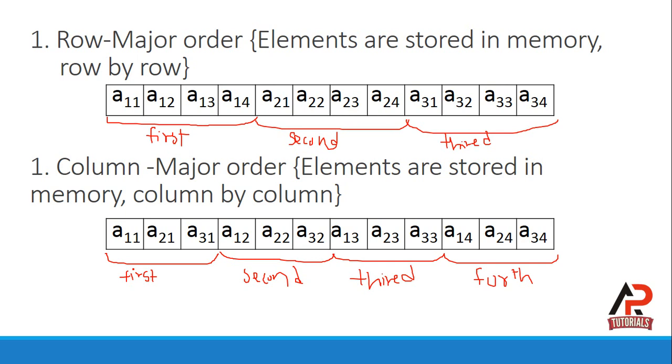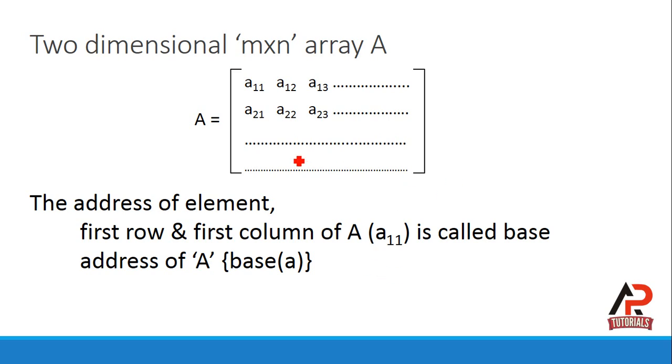Row major order consists of elements stored in memory row by row, whereas column major order consists of elements stored in memory column by column. Suppose we have a two-dimensional array of size m cross n, a matrix. Then what will be the formula for this?